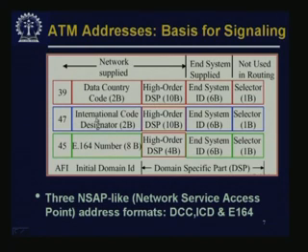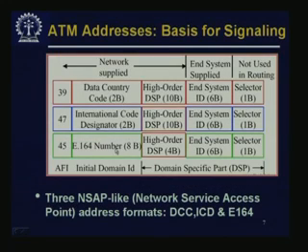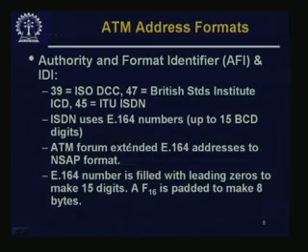So, actually I will tell you here the authority and format identifier first. 39 means this is ISO DCC, 47 is British Standards Institute ICD, and 45 is ITU ISDN, which means that this E164 that you see is actually an ISDN number, alright. ISDN uses 15 characters, so that is 15 binary coded decimals, which is 7.5 bytes. So this entire ISDN number, which again can subsume telephone numbers, can be put over here, alright.